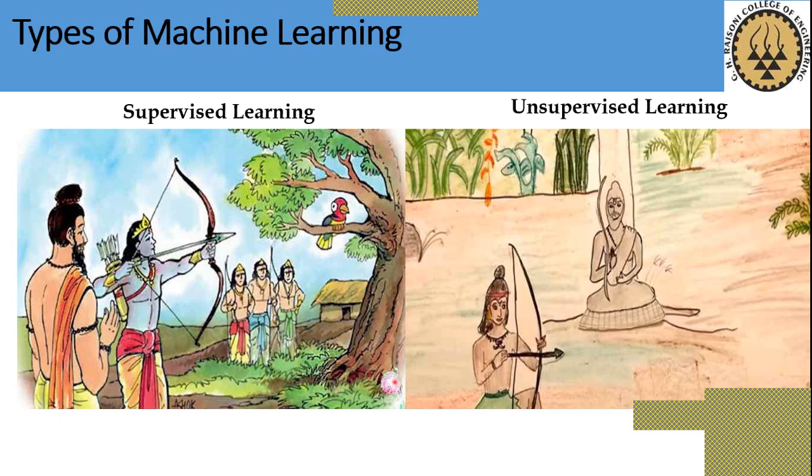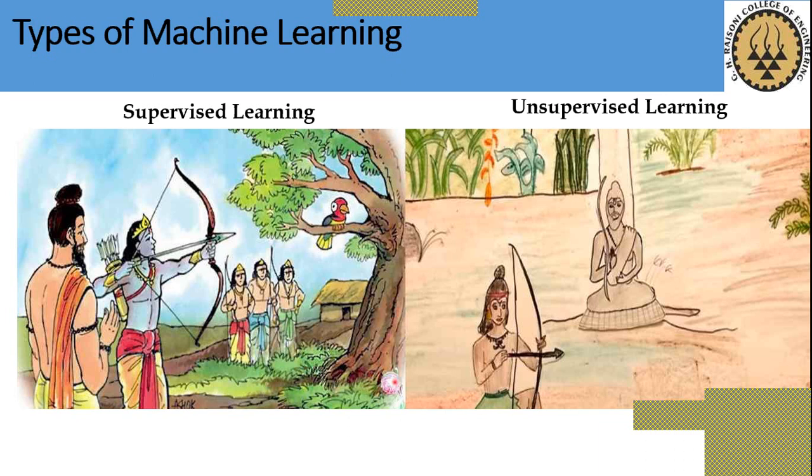What do you mean by unsupervised learning? In unsupervised learning, you can see that the person does not work under any supervision. He has to learn himself and he performs his task on his own decision. He has not taken any decision from his supervisor. He is performing his task on the basis of his own decision.